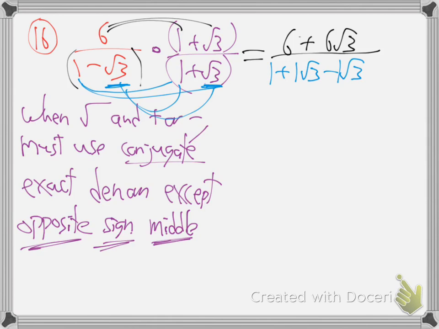What's negative root 3 times positive? First off, negative times positive is negative. You with me so far? So negative times positive is negative. Root 3?